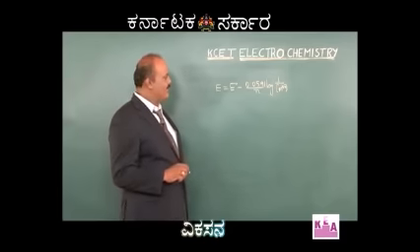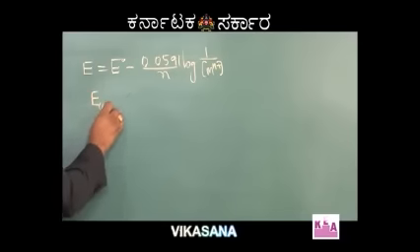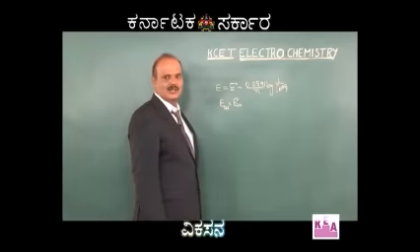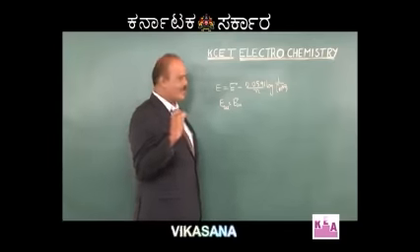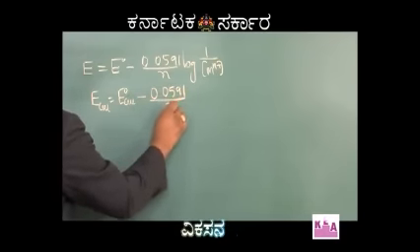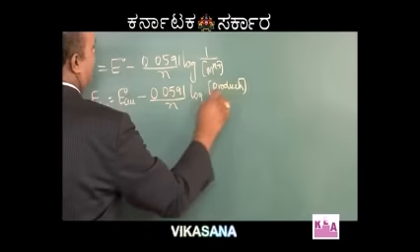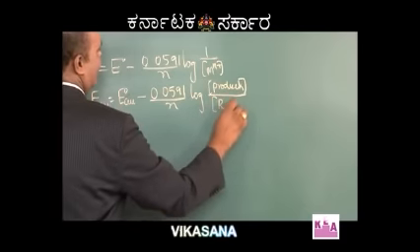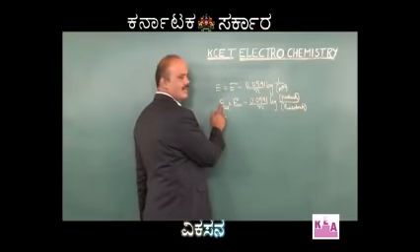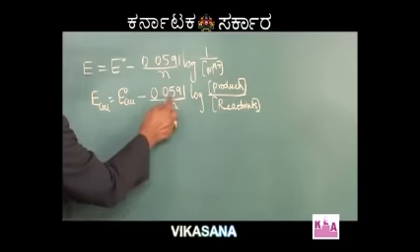So what is the equation we can use to calculate the cell potential? E cell is equal to E naught of cell. Already we know how to calculate the E naught of cell. E naught of cell is equal to E cathode minus E anode. So minus 0.0591 divided by N log of concentrations of the products divided by concentrations of the reactants. So this is the Nernst equation used to calculate the cell potential at different concentrations. Now the major issue is how to calculate the value of N.